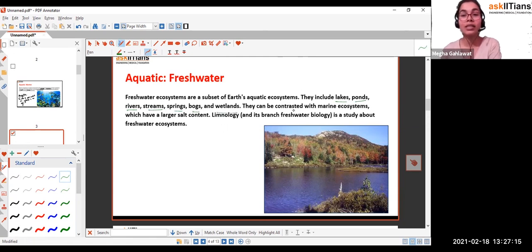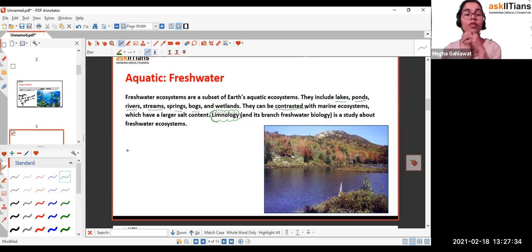Now, they are contrasted with the marine ecosystems in that they do not have a large salt content at all, just like the oceans that we just talked about. And the science of biology which studies fresh water is called limnology.